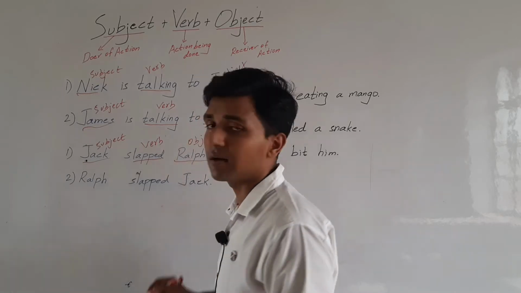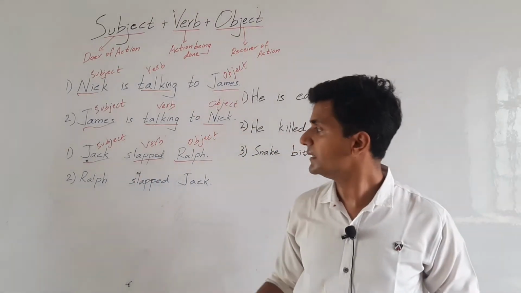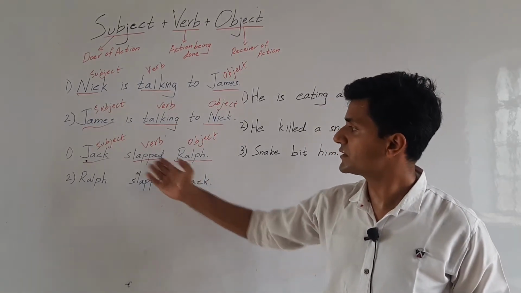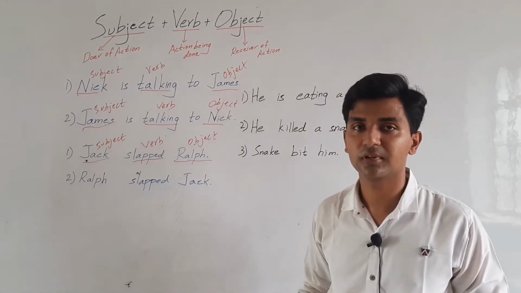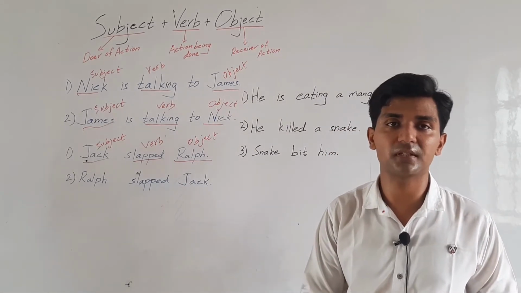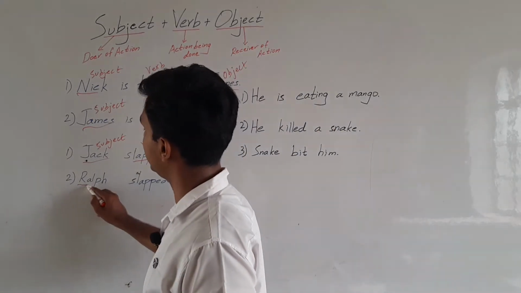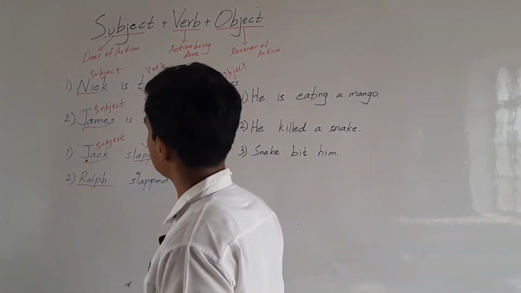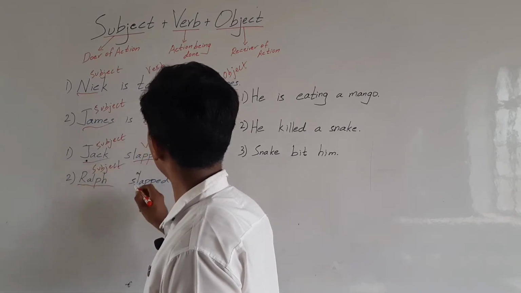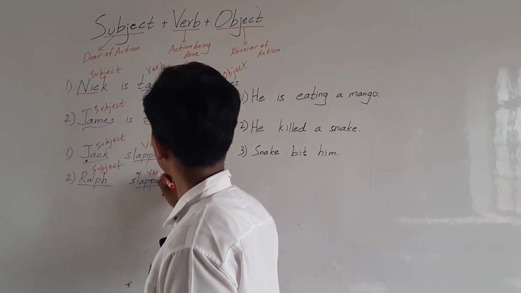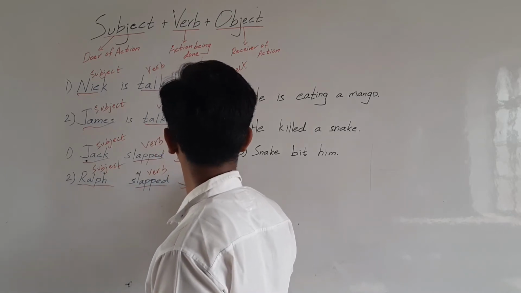So here is Ralph, the object. And in the second example, in response to Jack, Ralph also slaps Jack. Because both are friends and they slapped each other in a funny, friendly way. So here Ralph is the subject, and the slapping is the same, the verb is the same, and Jack is the object.